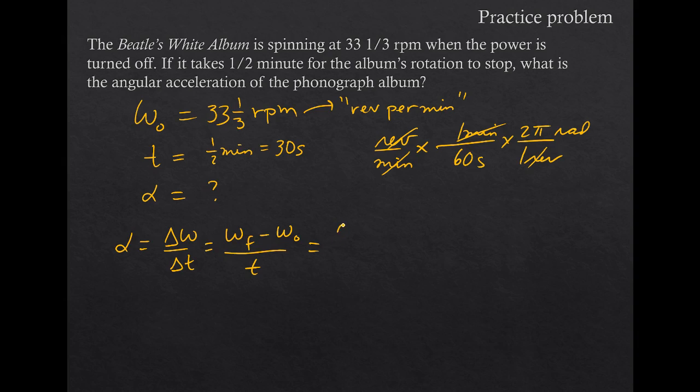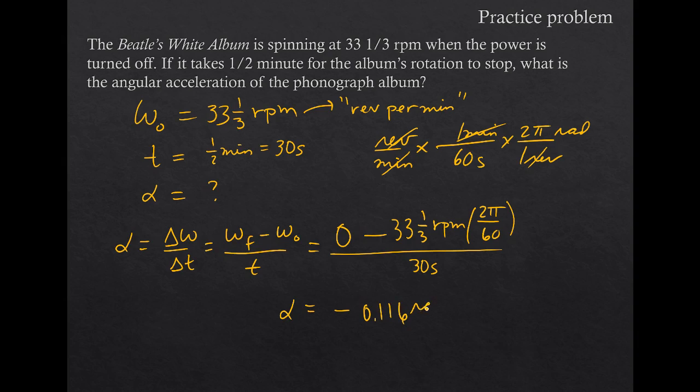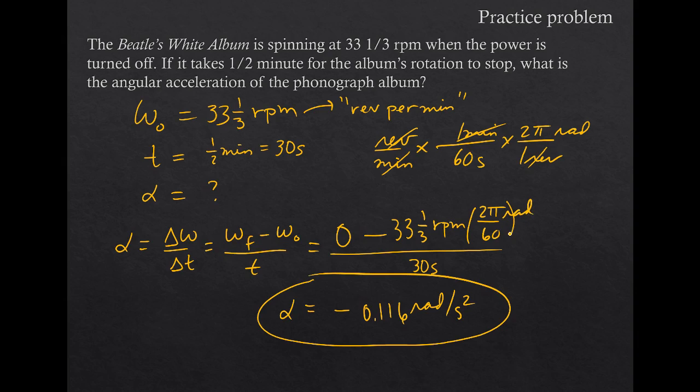Okay, so omega final is going to be 0 if it stops, and then we'll have 33 1/3 RPM times our conversion factor of 2 pi over 60, and then that's just all divided by 30 seconds. So alpha will be negative 0.116 radians per second squared. You can check the units, but there really are radians here and 60 seconds here, and that RPM is going to go away because of our conversion. So we get radians per second squared, which is the correct unit for alpha. Okay, so next time we'll look at energy in rotational motion.